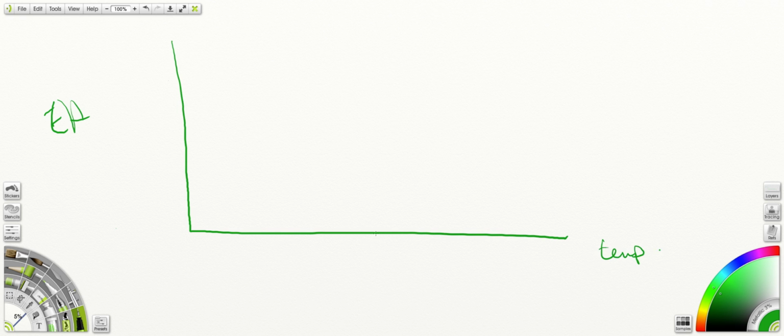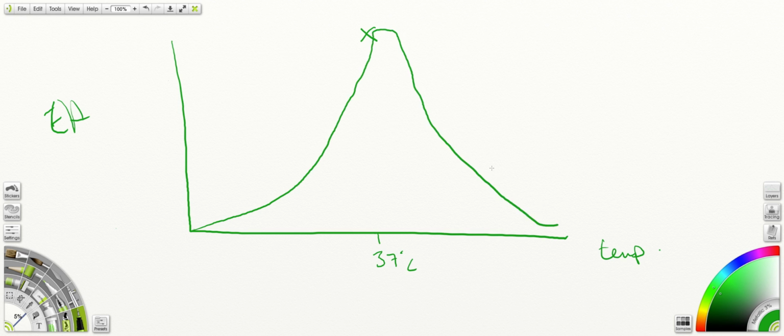Now the human body has a temperature of 37 degrees. So in other words, that's where the maximum activity will happen. So I'm gonna have my maximum activity here, and here we're gonna have low activity until it reaches the peak, and then it's gonna drop off again. Now the reasons for both sides are different though.